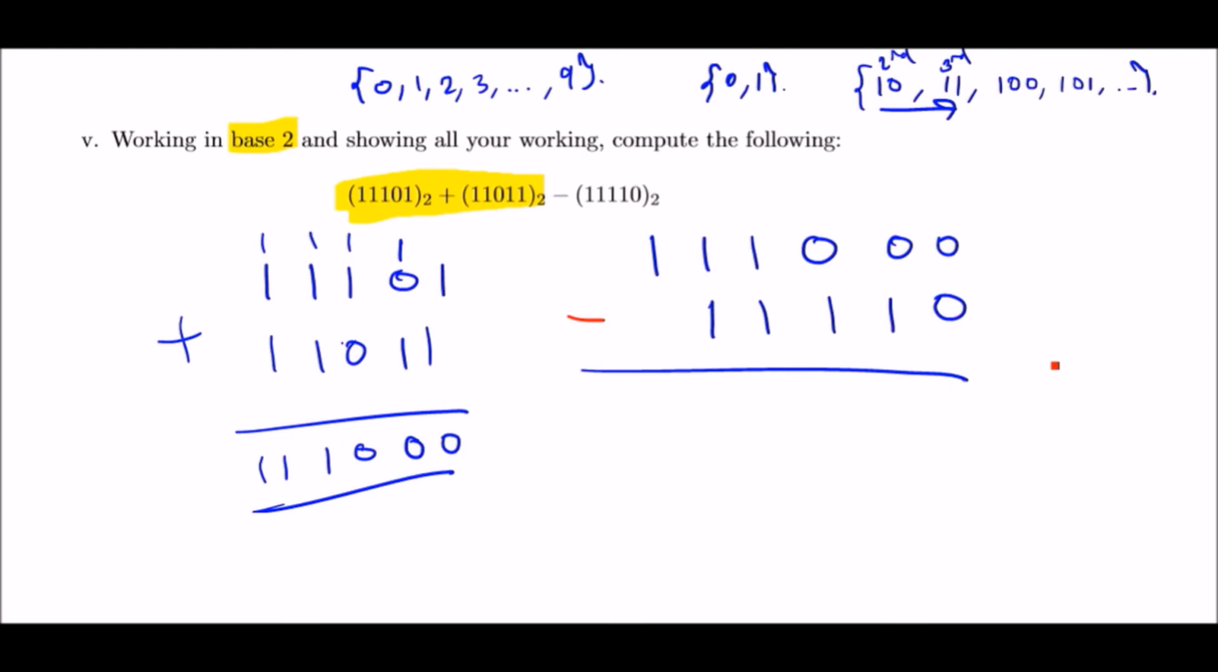So for example, 0 take away 0 is fine. Nothing take away nothing is nothing. Now 0 take away 1 you cannot do because it's smaller. So you need to borrow from his neighbor and you can't. So you borrow from the next one. So borrowing from this 1, you got nothing left. Give to him is 10.